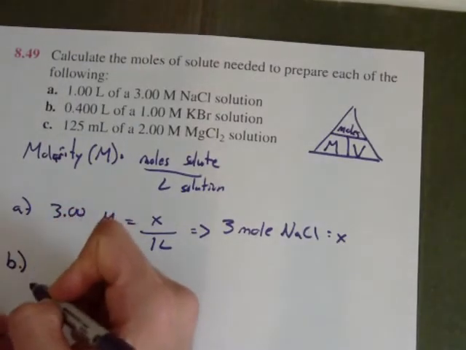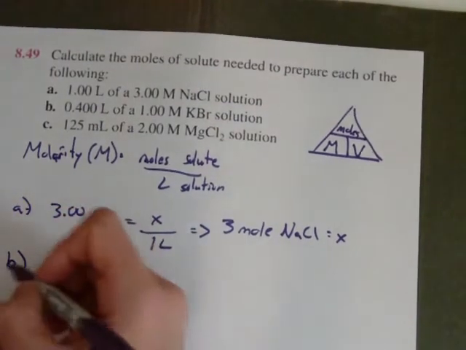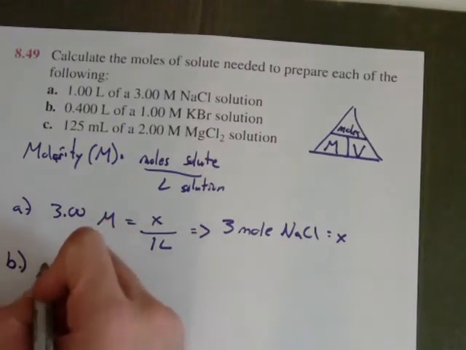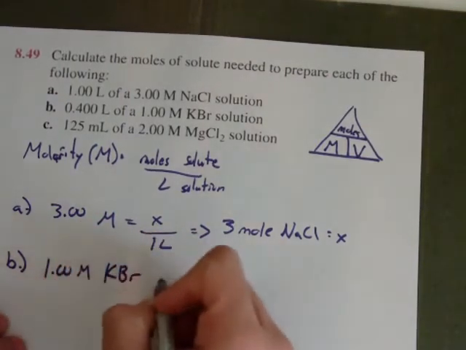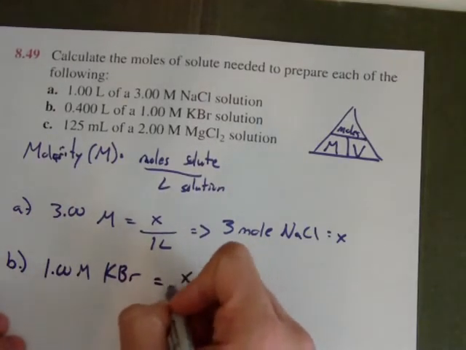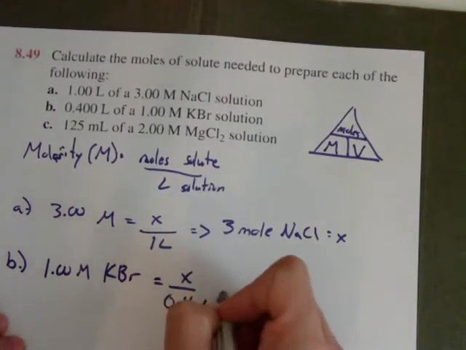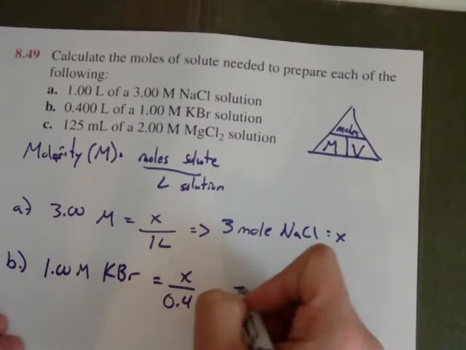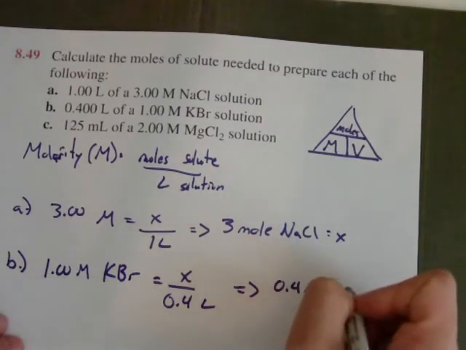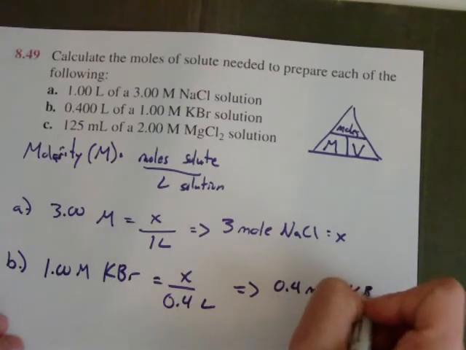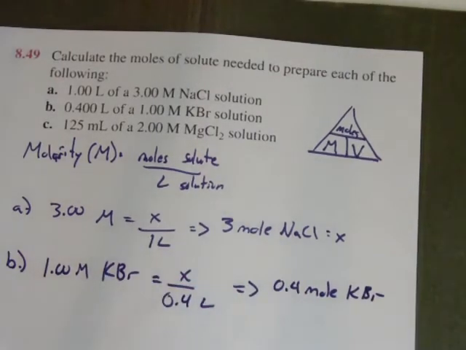In B, we have 1.00 molar of KBr, and that's equal to X over 0.4 liters. And so in this case, we would get 0.4 moles of KBr. Okay, we just cross multiply. 1 times 0.4 is 0.4.